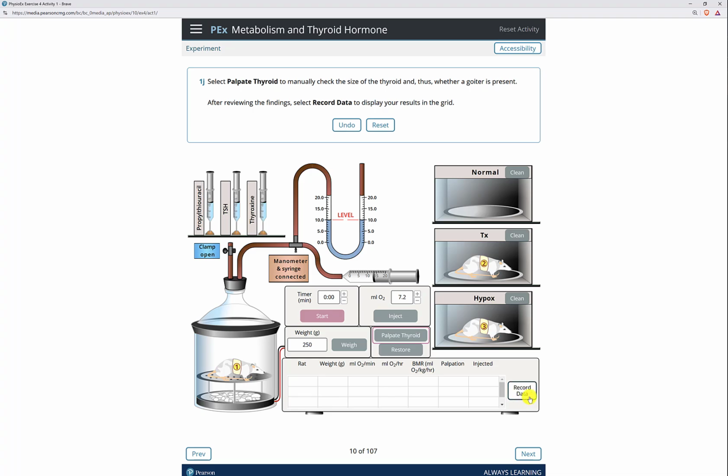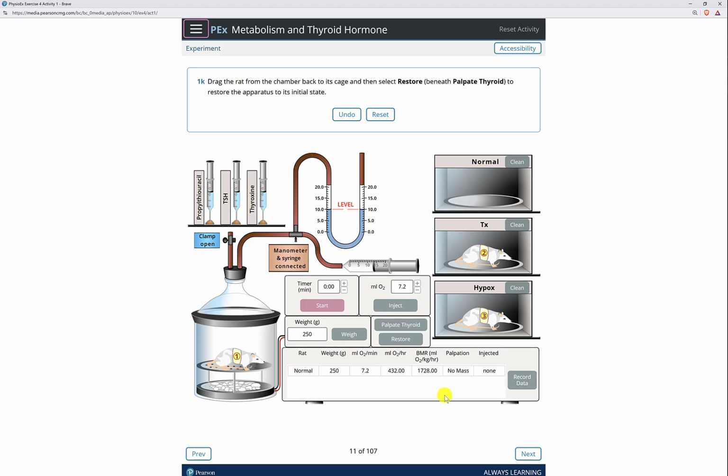Now here is where some of the students might miss something. If you hit next without recording the data, you have to start over. So once it says record data, make sure that you record the data. Then next. Drag the rat back to the chamber and so on. You will do the same thing for the other rats, so basically you will be repeating the same thing about 12 times. At one point it will ask you to take those drugs and inject the rats. This is the thyroid hormone, this is the TSH, and this is the drug that blocks thyroid hormone synthesis.